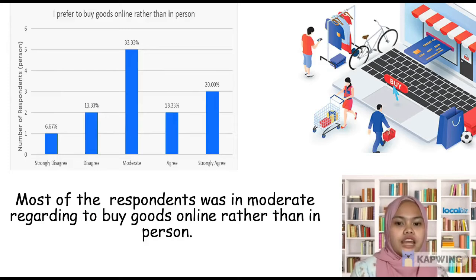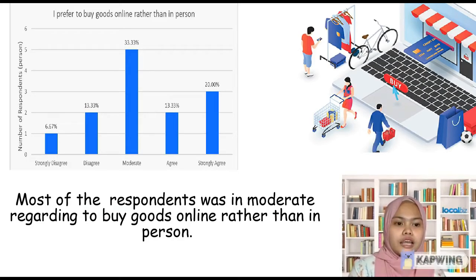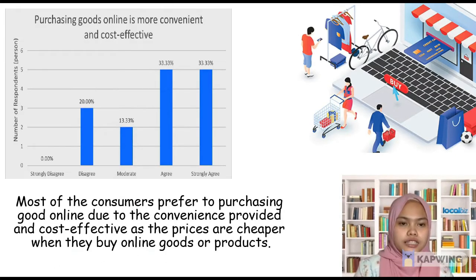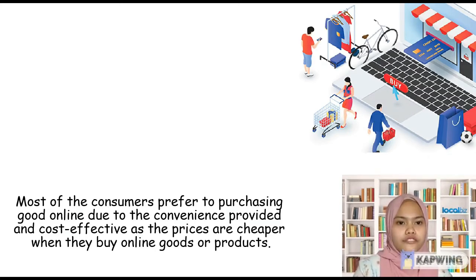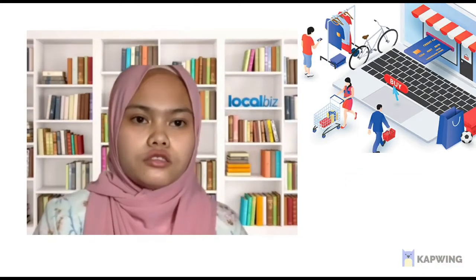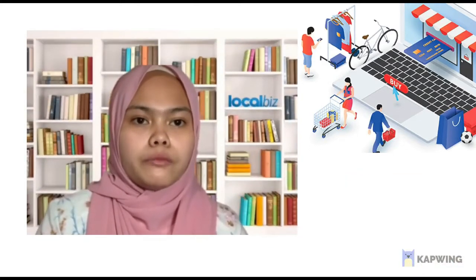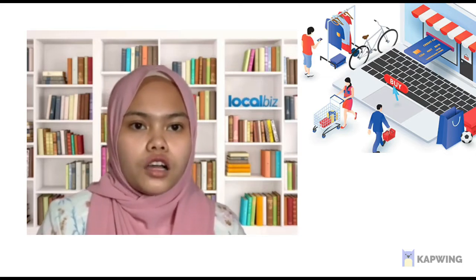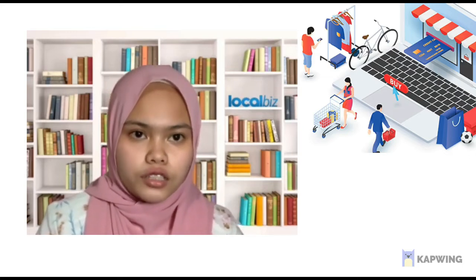Next, based on graph A, I found that the majority and the most respondents, which is 5 out of 15, have chosen moderate based on the statement: I prefer to buy goods online rather than in person. Furthermore, based on graph B, it showed that the majority and the most respondents, which is 5 out of 15, have chosen agree and strongly agree based on the statement: purchasing goods online is more convenient and cost effective. From this result, we consume that consumers like to spend more time buying online rather than in person because shopping online is more convenient and cost effective.